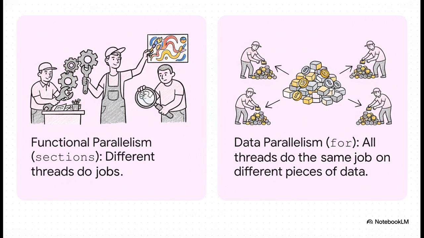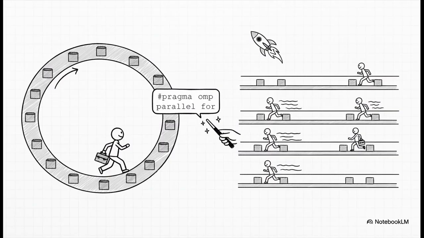But on the other hand, you have data parallelism. This is where the whole team does the exact same job, just on different chunks of data. Imagine a giant pile of coins to count. You just split the pile evenly among the team. And honestly, the second approach is the most common one, and it's absolutely perfect for those really heavy, repetitive calculations.